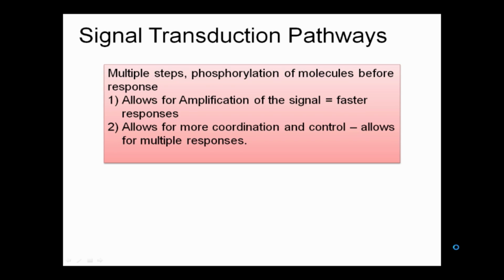Each molecule that's phosphorylated is going to activate not just one, but several other molecules. And each of those molecules will activate even more molecules, and so on and so forth. So we get an exponential amplification. This is going to allow for a faster response. We're also going to allow for more coordination and control of these pathways. And we can build multiple responses.